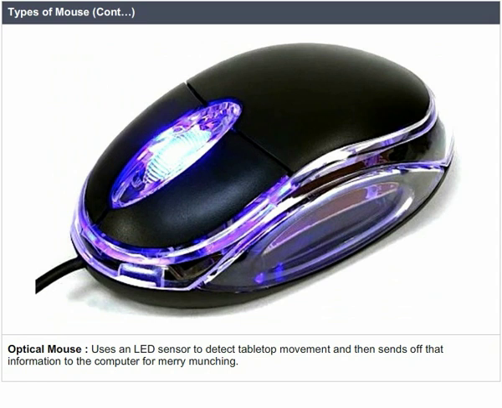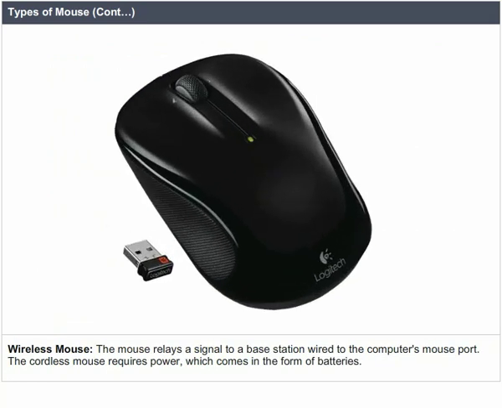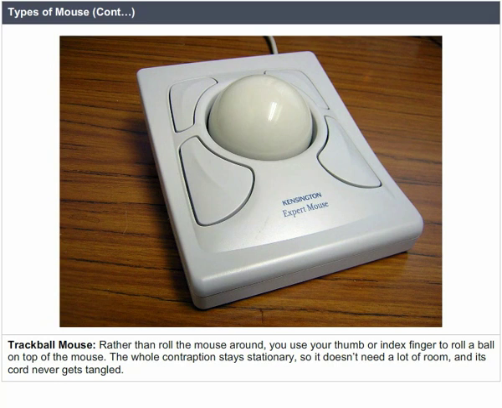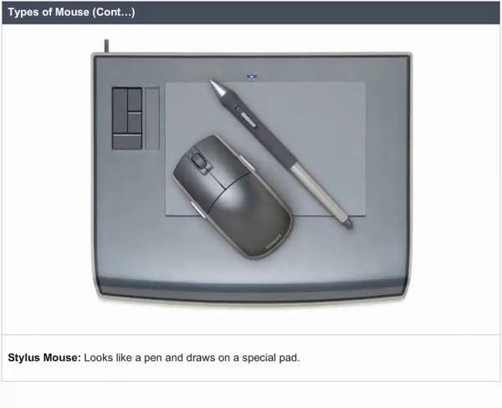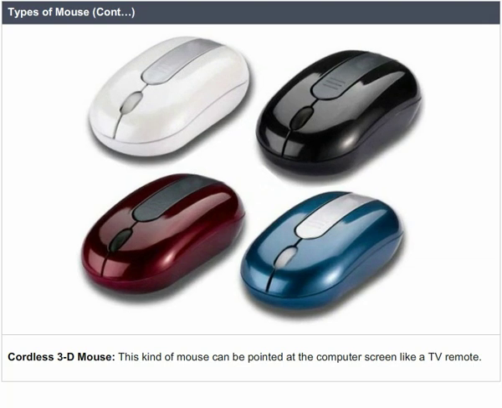Wireless mouse. The mouse relays a signal to the base station wired to the computer's mouse port. The cordless mouse requires power, which comes in the form of batteries. Trackball mouse. Rather than roll the mouse around, you use your thumb or index finger to roll a ball on top of the mouse. The whole contraption stays stationary, so it doesn't need a lot of room, and its cord never gets tangled. Stylus mouse. Looks like a pen and draws on a special pad. Cordless 3D mouse. This kind of mouse can be pointed at the computer screen like a TV remote.